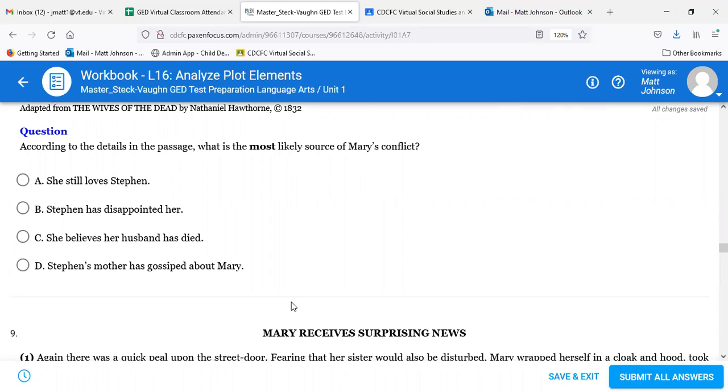According to the details in the passage, what is the most likely source of Mary's conflict? A, she still loves Stephen. B, Stephen has disappointed her. C, she believes her husband has died. And D, Stephen's mother has gossiped about Mary.